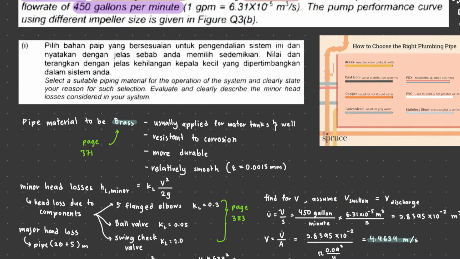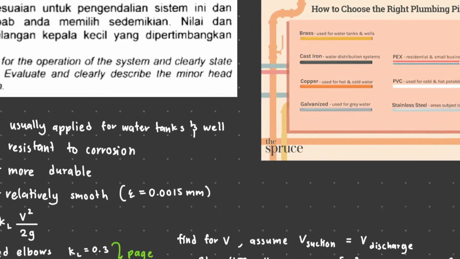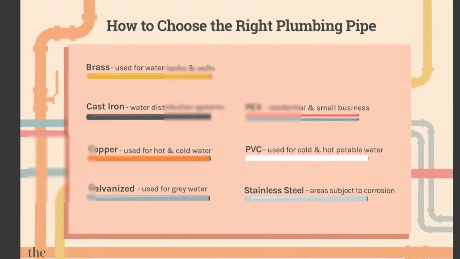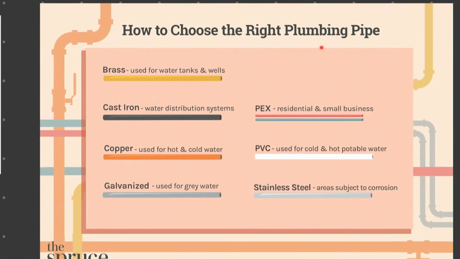I looked on the internet at how to choose the right plumbing pipe. There are a lot of plumbing pipes in the table, but you don't know which to choose. You can just choose PVC, you can just use steel. Isaac chose galvanized. I chose brass because it says here it's used for water tanks and wells.